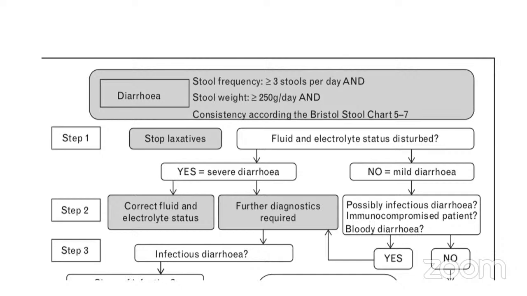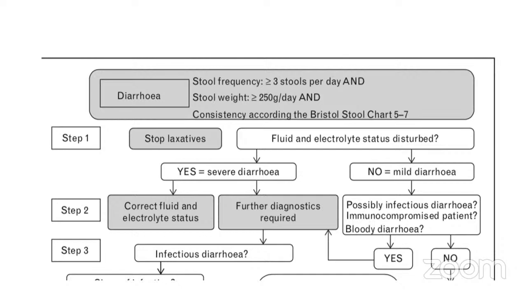If it is not disturbed, it is called mild diarrhea. If it is disturbed, it is called severe diarrhea. So the first step is the diagnosis and checking the fluid and electrolyte status. Second step: correct fluid and electrolyte status. The patient may have hypovolemia and electrolyte imbalances, which have to be corrected. Further diagnostic tests are required because with severe diarrhea we need to send stool for culture and sensitivity, routine, and also look for Clostridium difficile toxin A and B. So that is one further diagnosis.